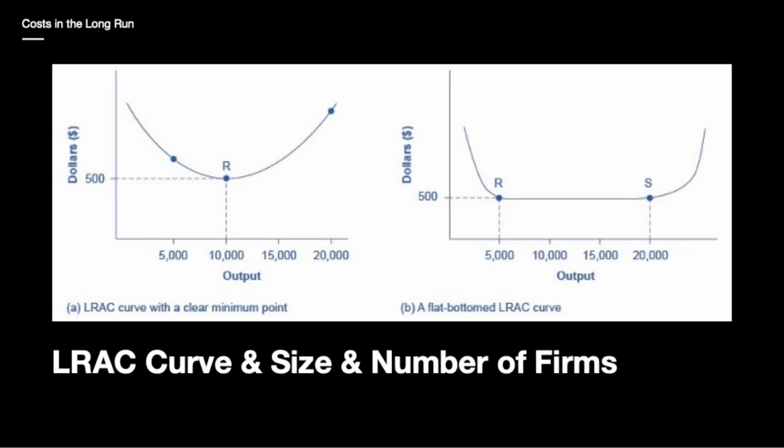For figure B, the low-cost firms will produce between output levels R and S. When the long-run average cost curve has a flat bottom, then firms producing at quantities along this flat bottom can compete. In this case, any firm producing a quantity between 5,000 and 20,000 can compete effectively. Firms producing less than 5,000 or more than 20,000 would face higher average costs and are unable to compete.